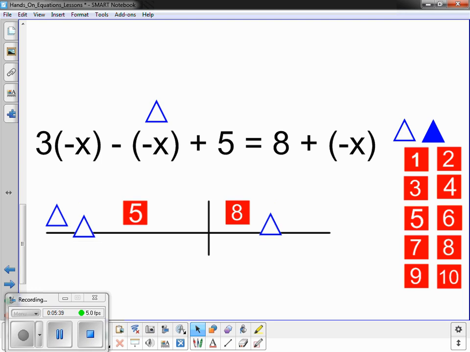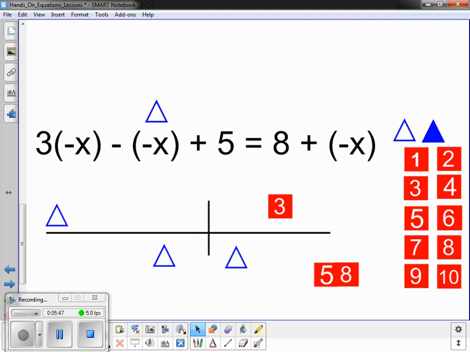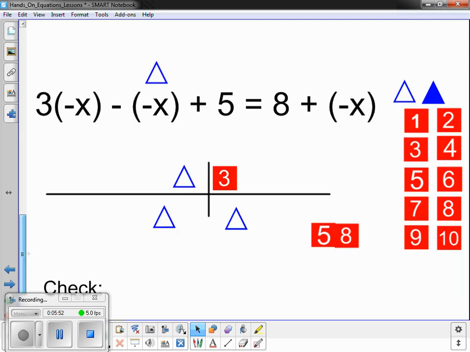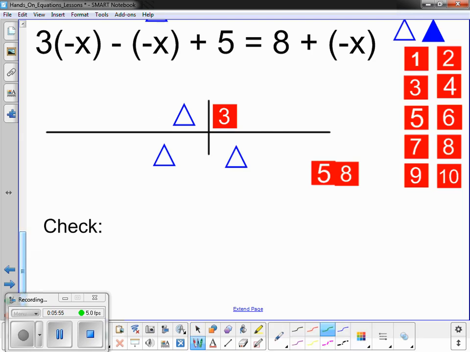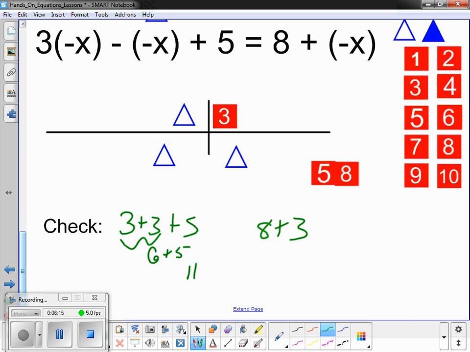I've got an opposite of x on both sides, so I can take them off. I've got a 5 and the 8. Well, I can take the 5 away from both sides and leave a 3. So the opposite of x must equal 3. So now let's see if that works out. I've got a 3 plus a 3 plus a 3, but I've got to take away one of these 3's, plus a 5, and I've got 8 plus a 3. So 3 plus 3 is 6, plus 5 is 11. 8 plus 3 is 11. 11 equals 11. That works out.